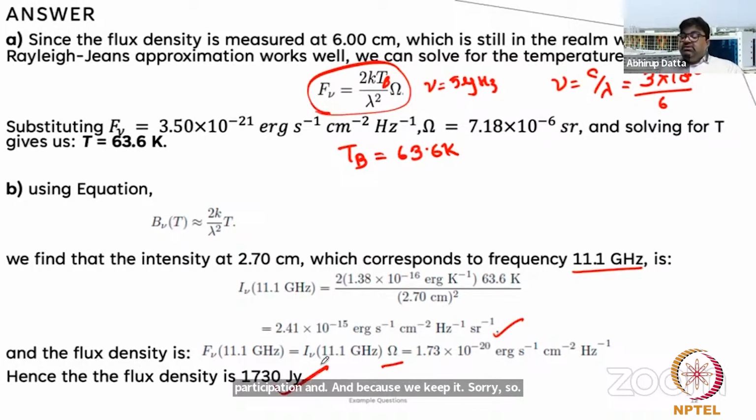So in the first expression, knowing the flux density, we calculated the brightness temperature. In the second one, we used the brightness temperature, and we knew the frequency, a different frequency at which we could evaluate the intensity, and we did that. Once we got the intensity, then the flux density is just a multiplication with the solid angle. That's how we got it.